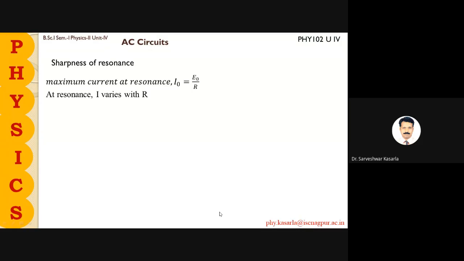Yes, okay. So we were discussing the sharpness of resonance. We have defined the resonance in a series LCR circuit. The reactance changes with frequency. We have seen that XL increases with frequency, and XC, the capacitive reactance, decreases with frequency.